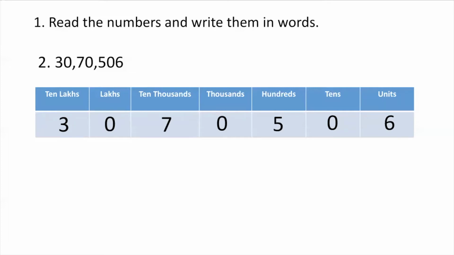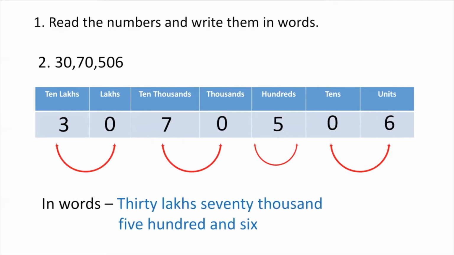As we did for the previous number, we are going to break this number into 4 different parts. So we take tens and units together, hundreds place, then we have 10,000s and thousands placed together, and 10 lakhs and lakhs placed together. So it becomes easy for us to write them in words. So now the number is written as 30 lakhs 70,506. We move on to the next number.